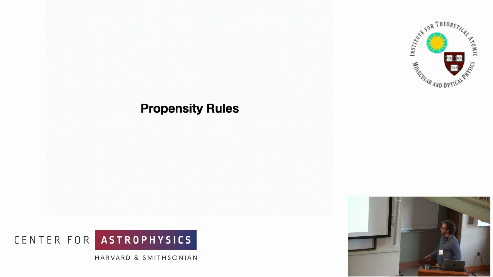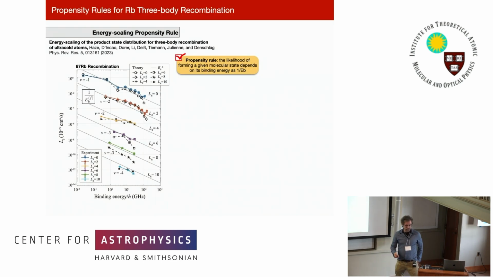But the first propensity rule that we identified, based on experimental data and calculations, was what we call the energy scaling propensity rule. It basically says that the likelihood of forming a molecule depends on the molecular binding energy, and the probability goes like 1 over the binding energy. I don't think that was known. Both our theory and experiments show clearly this behavior.